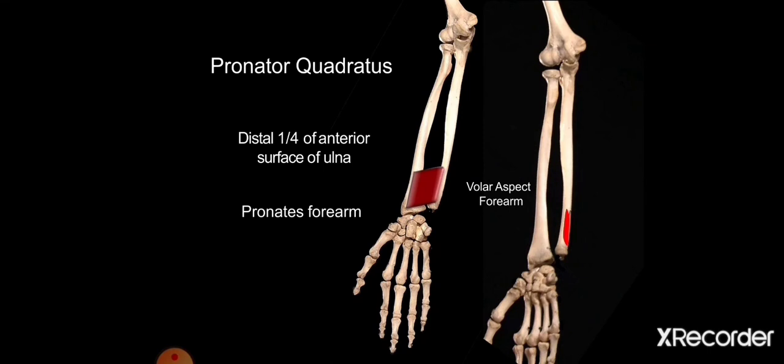Next muscle is the pronator quadratus muscle. It is arising from the lower 1/4 part of the anterior surface of ulna. So here we can see the pronator quadratus.